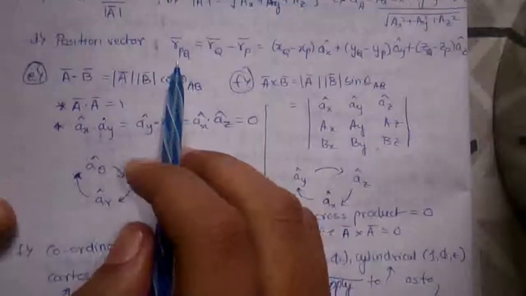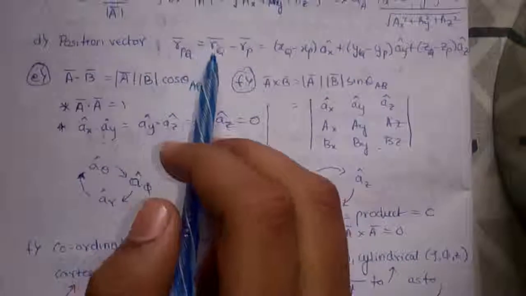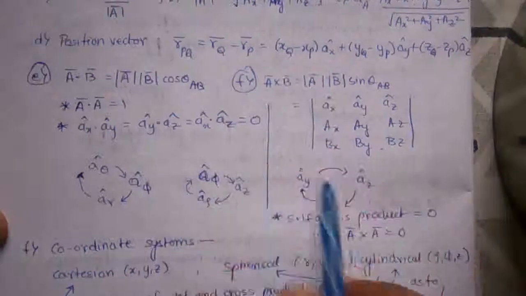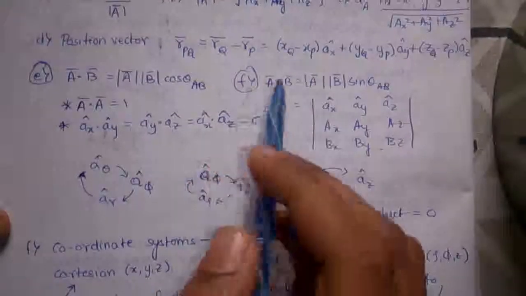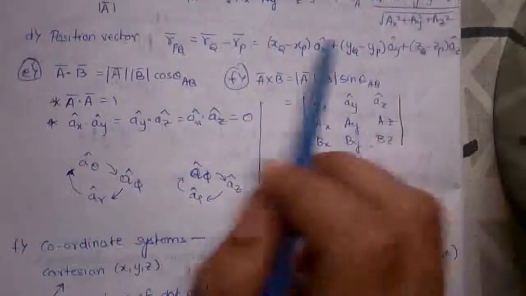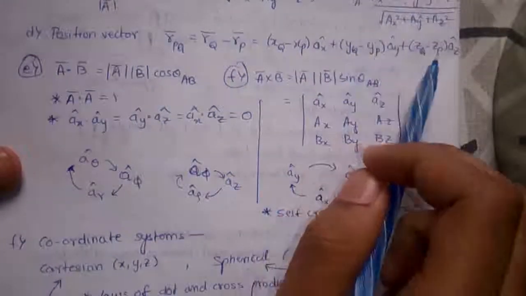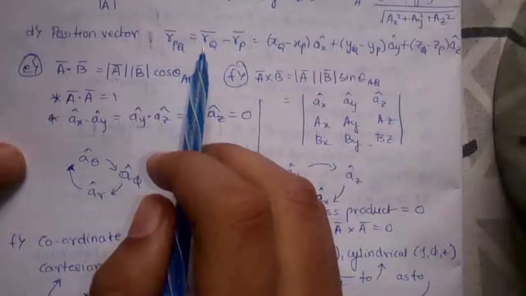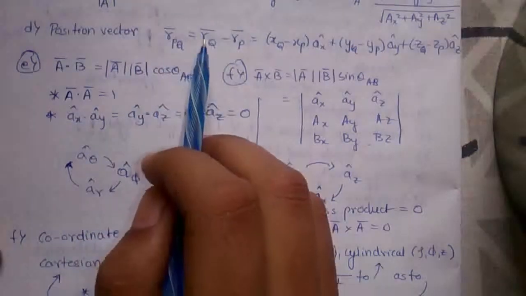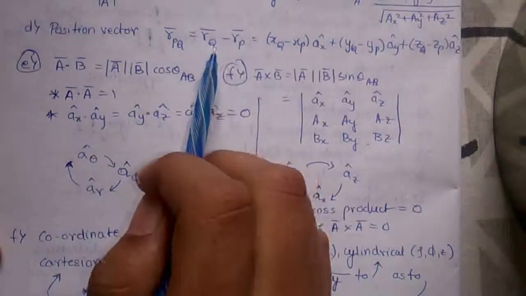Now, what is a position vector? A position vector is nothing but, suppose there are 2 points, say P and Q. Let the coordinates or the vector Q be represented as XQ AX cap, YQ AY cap and ZQ AZ cap. And let vector P be represented by XP AX cap, YP AY cap and ZP AZ cap. So the vector PQ will be represented as the vector Q, that is the position vector of Q, minus the position vector of P. Now what is position vector?